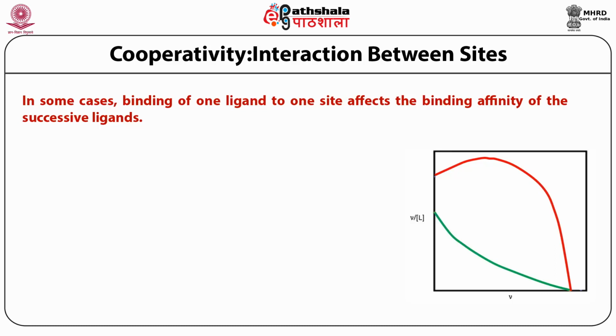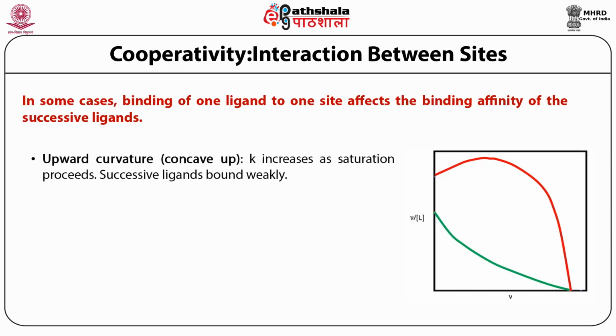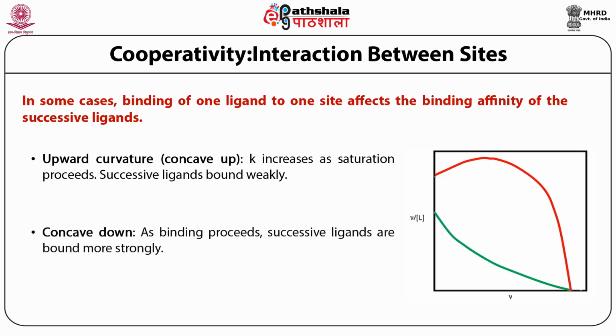In that case, your Scatchard plot of nu by L versus nu will not be linear. It will be concave up if K increases as saturation proceeds. What does that mean? That successive ligands bind weakly. And the curve will be concave down if, as binding proceeds, successive ligands are bound very strongly. So there are two different cases when there is interaction between sites.